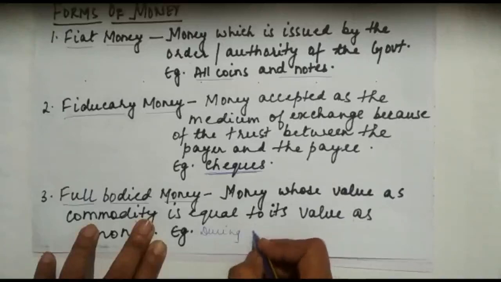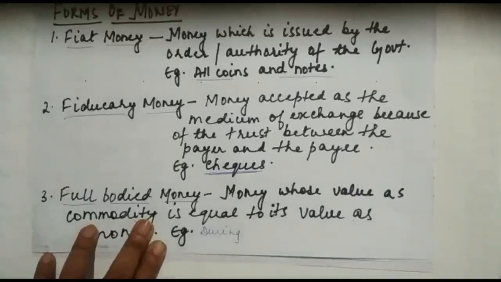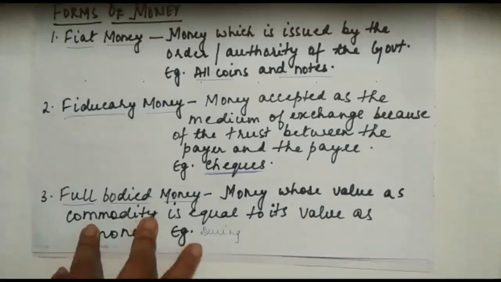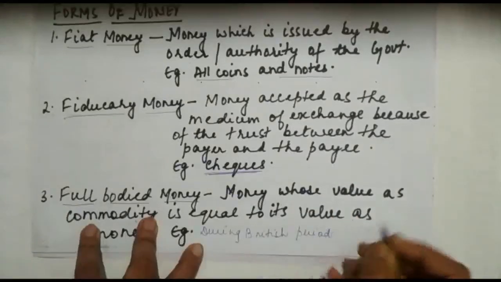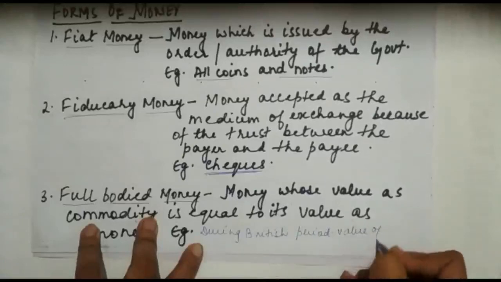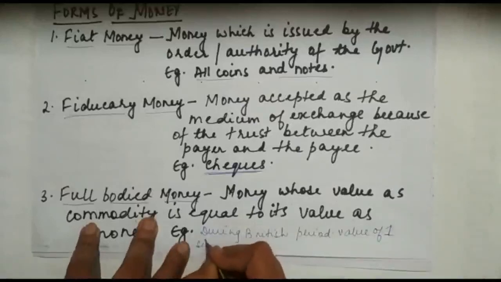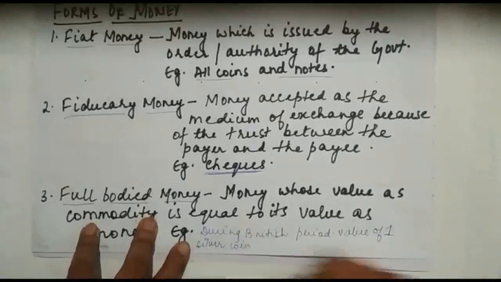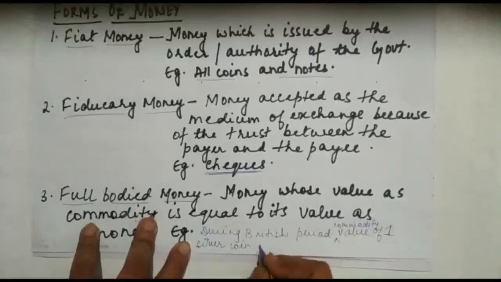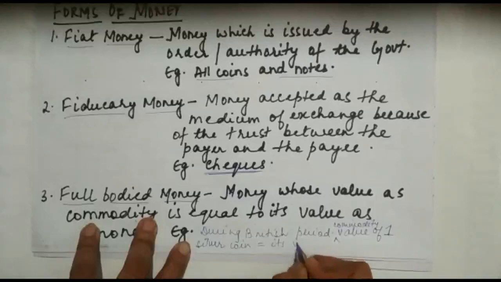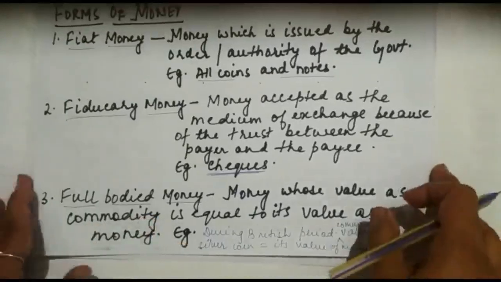During the ancient period or during British time, the commodity value of one silver coin was equal to its money value. Okay, that is full-bodied money.